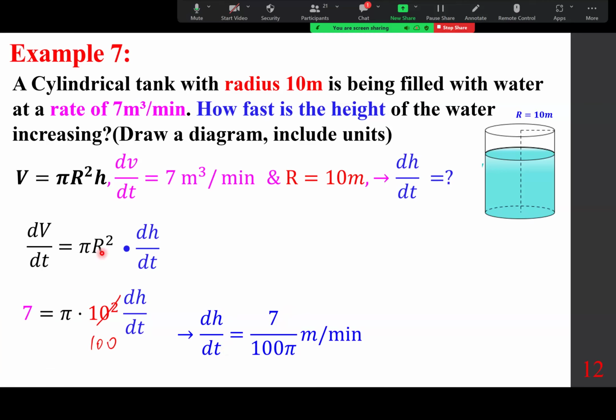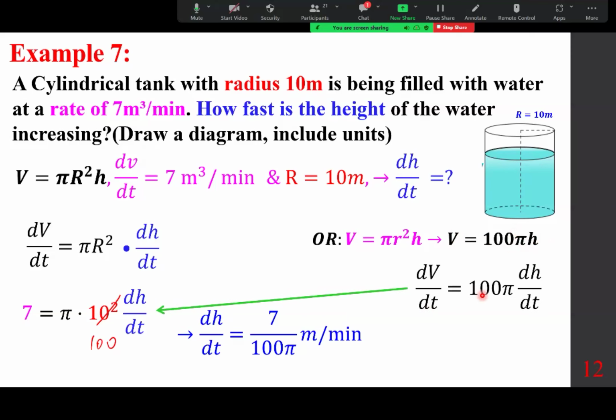Or right here, class, if you change the r to 10, 10 squared is 100, so you can write this as 100 pi h. And now if you differentiate, it is 100 pi times dh/dt, so dV/dt is 100 pi times dh/dt, which is the same as what we have here. Again, you can keep the r because they may give you r at different values or even give you r as a fixed value, okay? And then you can figure out dh/dt as a functional value of the r. It could be given in that form.